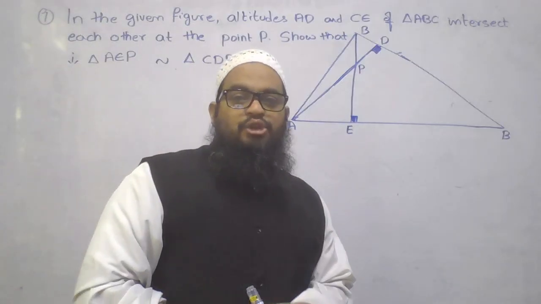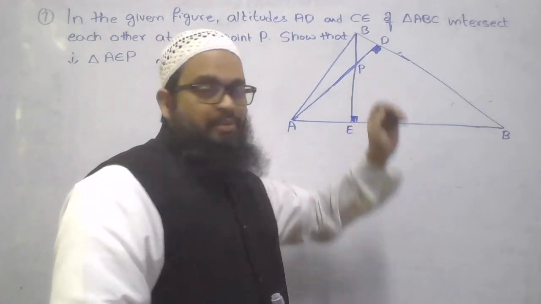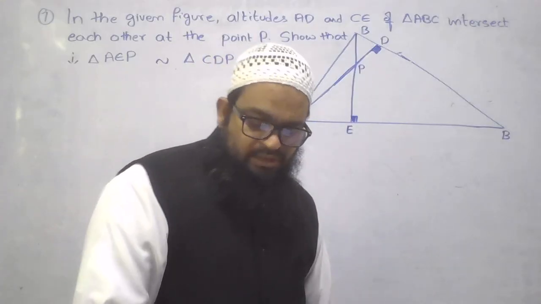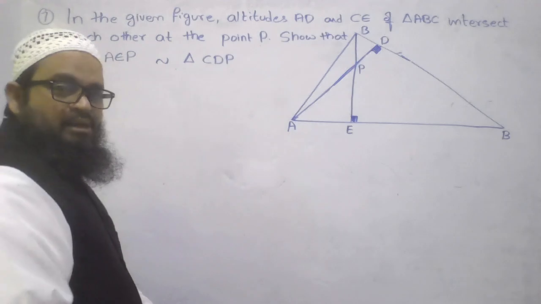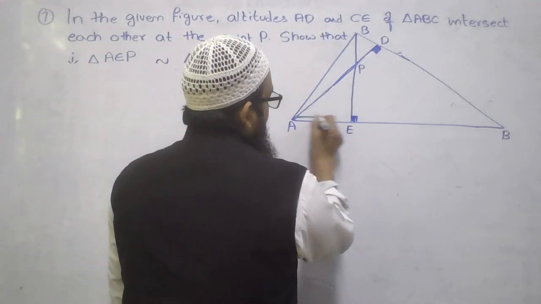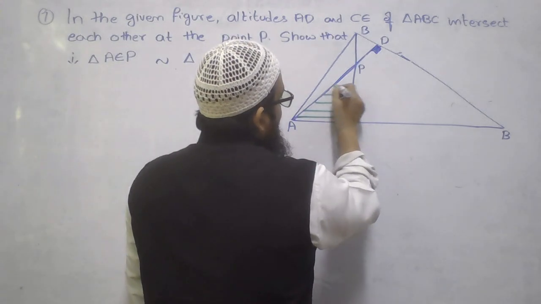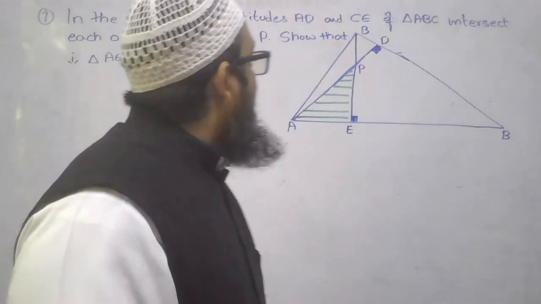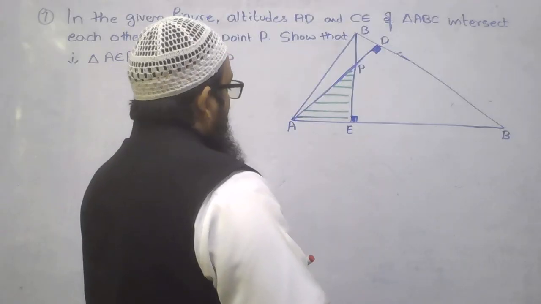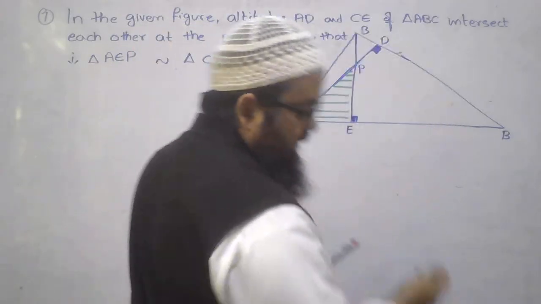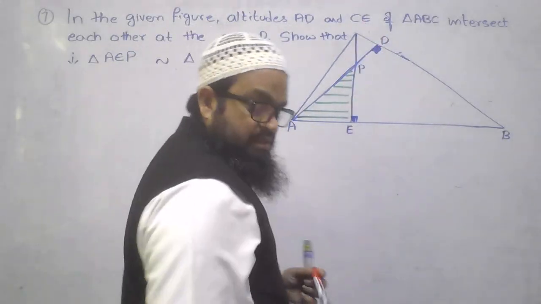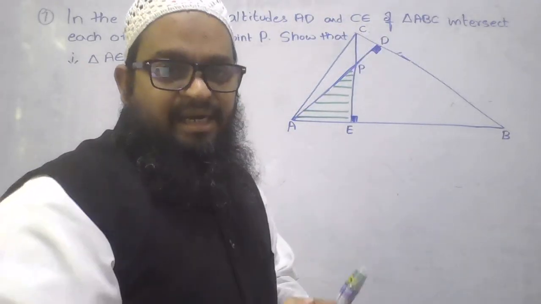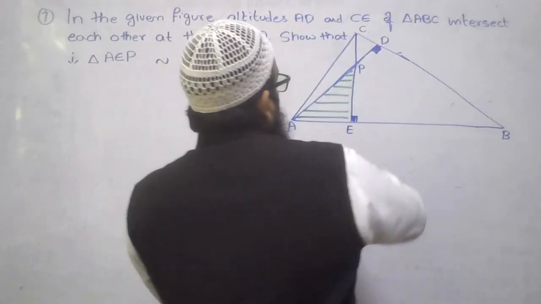After that, they mention the intersection point P. Show that triangle AEP is similar to CDP. Where is AEP? This is AEP. Understood? And after that, he said CDP. Where is CDP? I have made a mistake over here, it is C actually. So where is CDP? This is CDP.